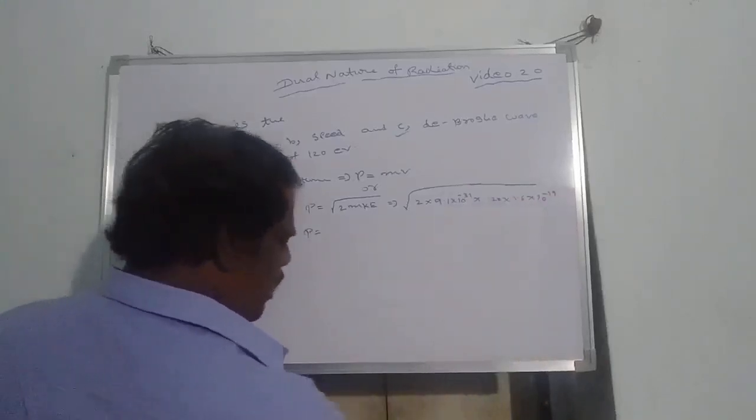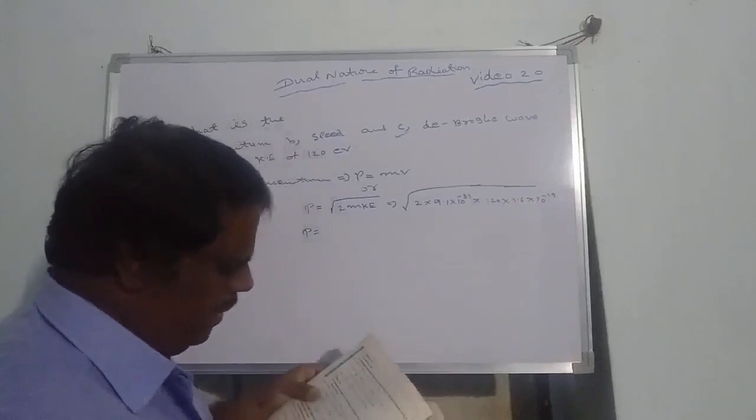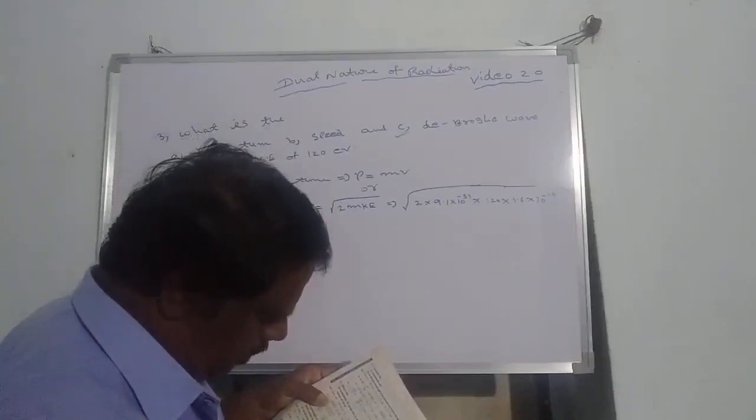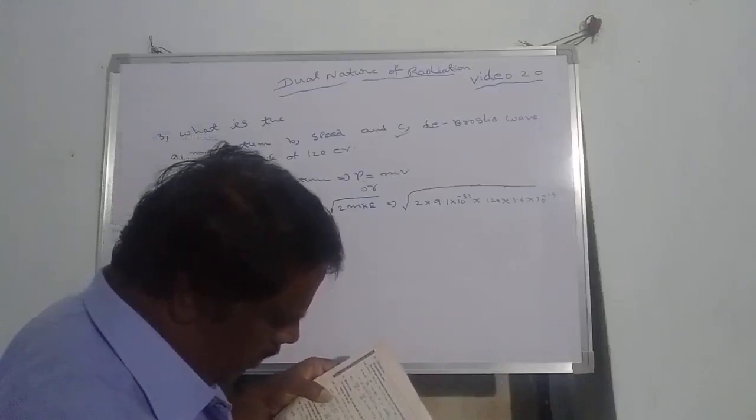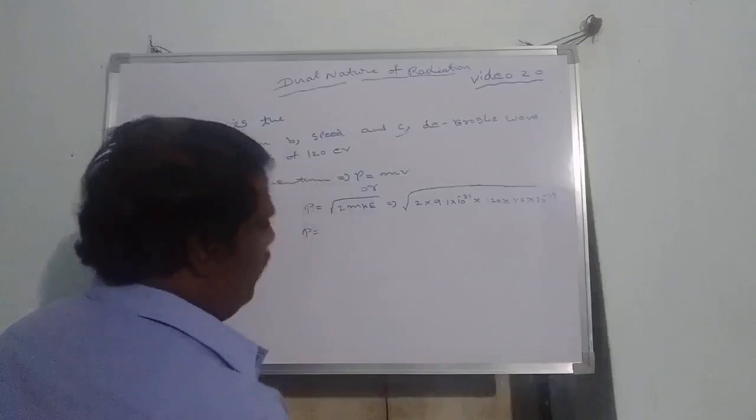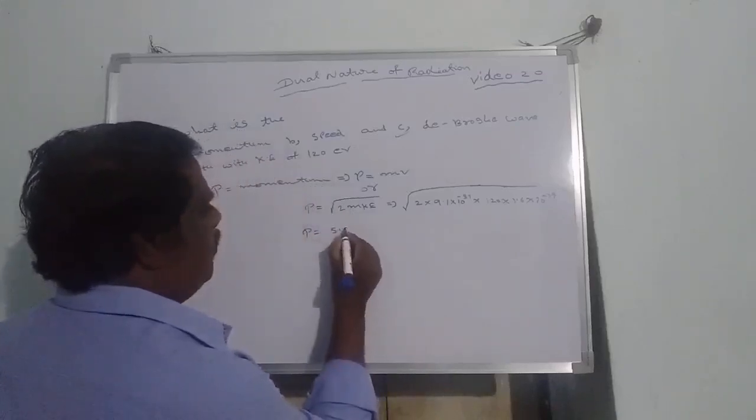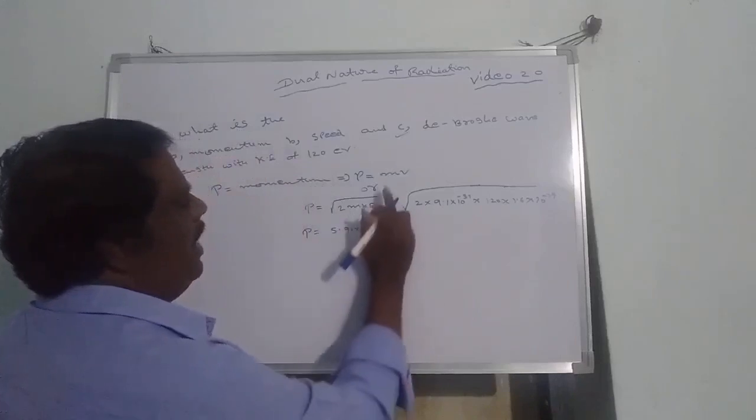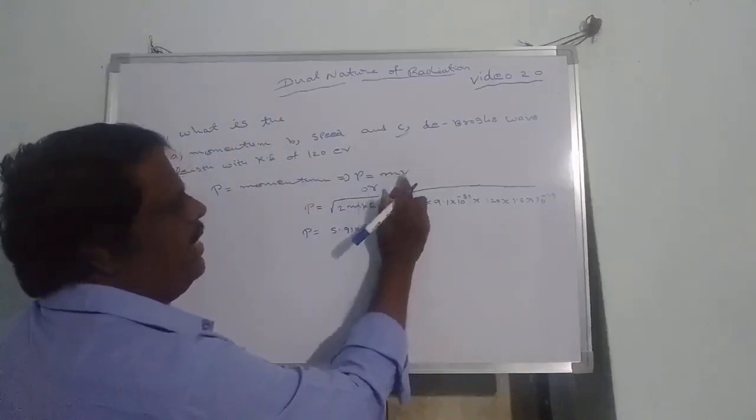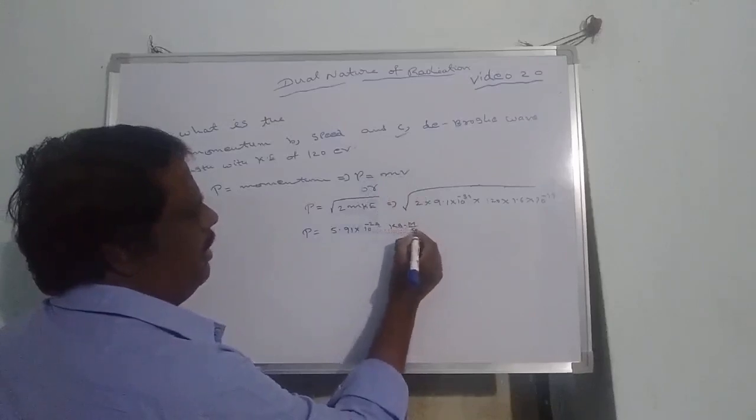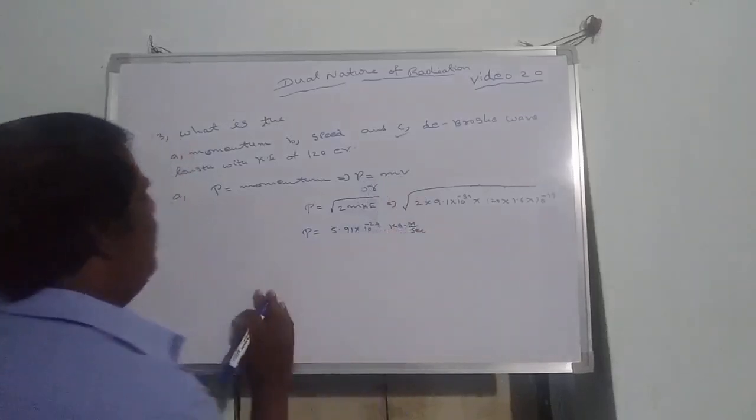On solving, we get the value of P as 5.91 into 10 to the power of minus 24. Mass will be in kg and speed in meter per second, so the unit is kg meter per second. This is the momentum value.